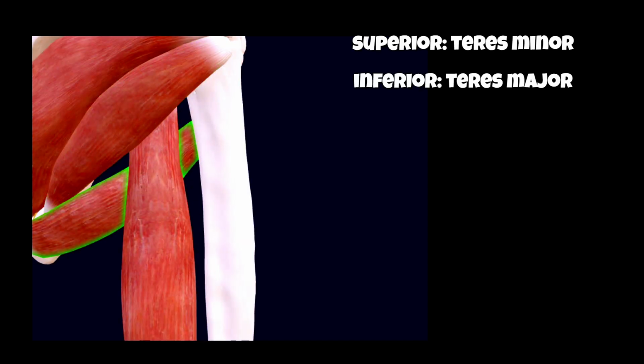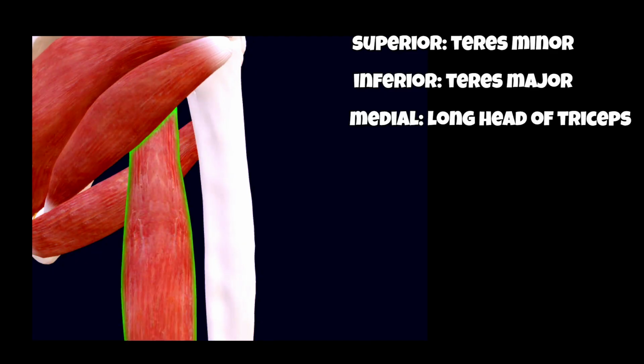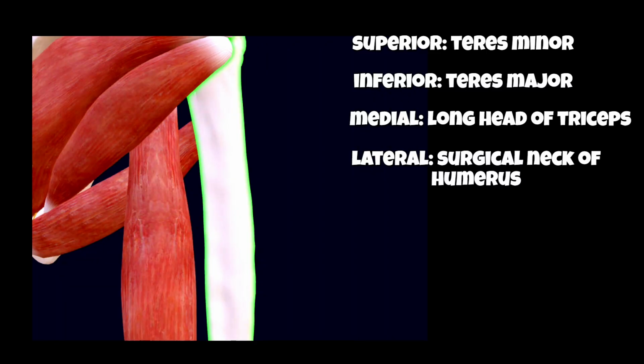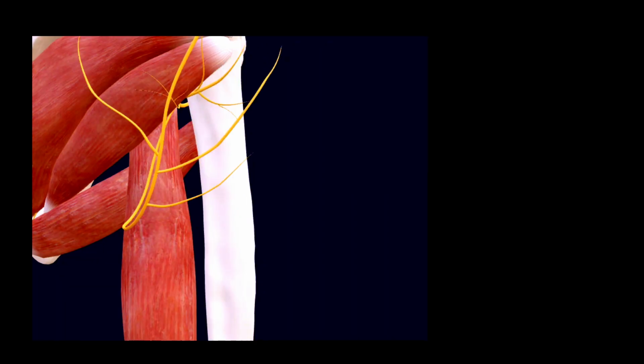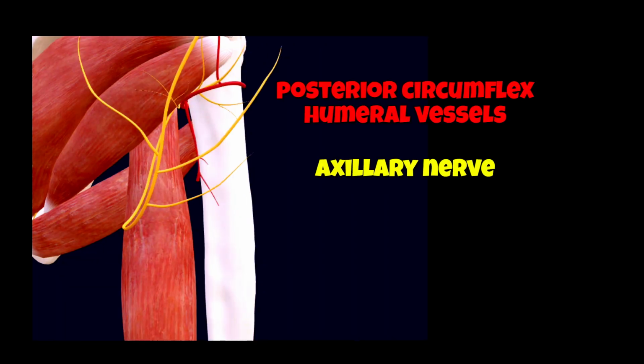Moving lower and lateral, we find the quadrangular space, the most clinically important of all. It forms a direct communication between the axilla and the posterior scapular region. So its boundaries are superiorly teres minor, inferiorly teres major, medially the long head of triceps brachii, and laterally the surgical neck of humerus. Its contents are the axillary nerve and the posterior circumflex humeral artery and vein.